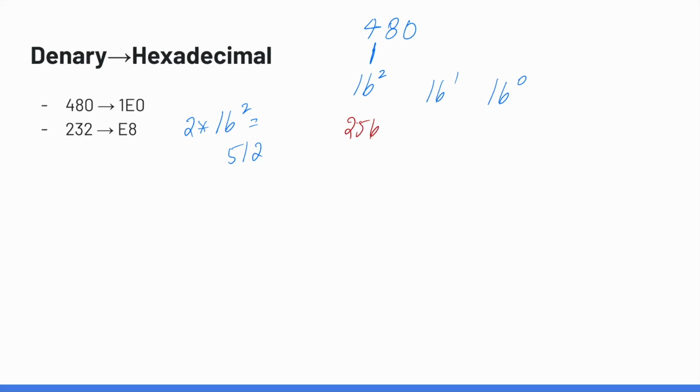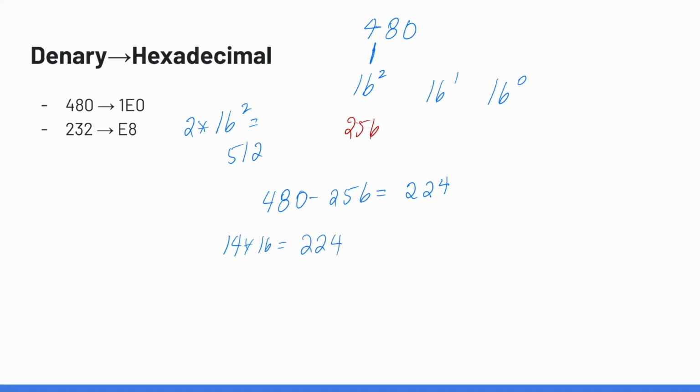But if we do 480 minus 256, then we end up with 224. And so we have 16 to the power of 1 right here. We need to figure out how many times we can multiply by 16 to get 224. And if you remember from our last question, that's just going to be 14. 14 times 16 equals 224.